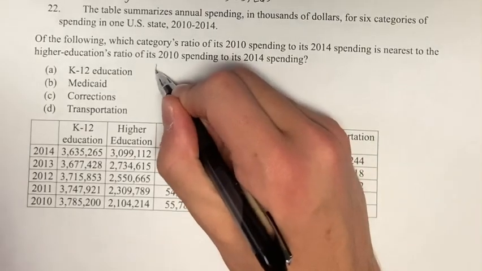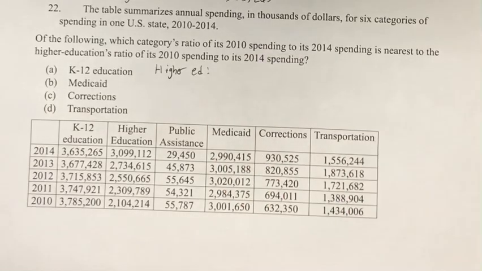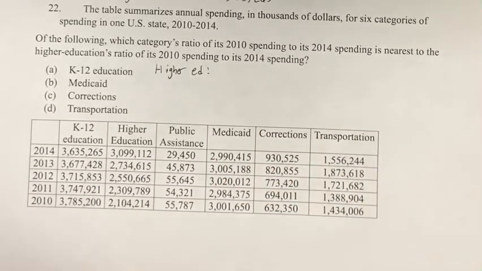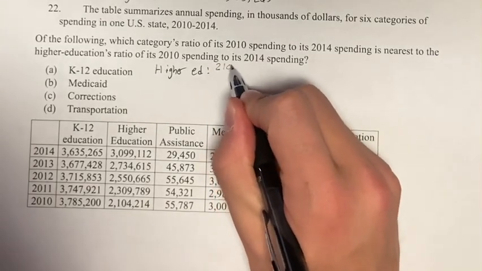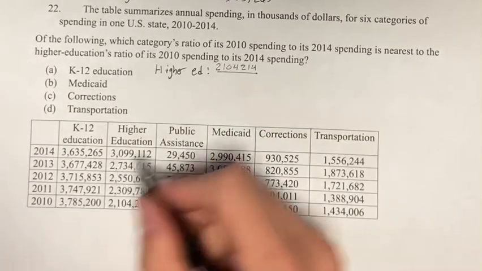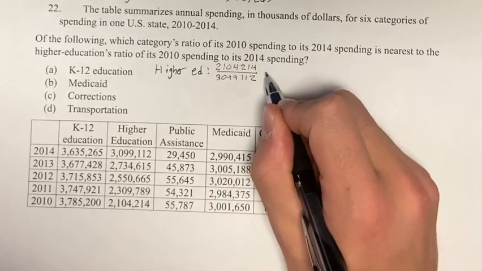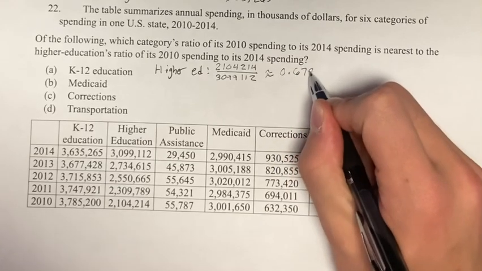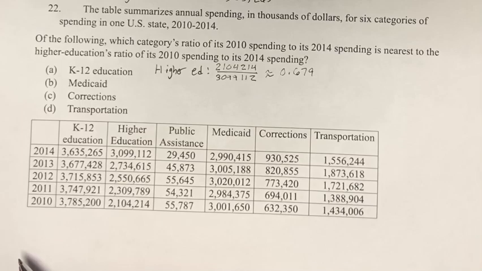So higher education, we're comparing the 2010, which is, if we look at this row for 2010 and this row for 2014, for higher education, they had 2,104,214, and in 2014 it was 3,099,112. And if you take this ratio, it's roughly 0.679. Now we're going to go through these answers and we're going to see which of them is closest.